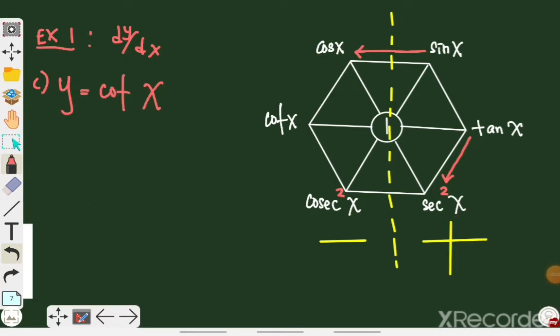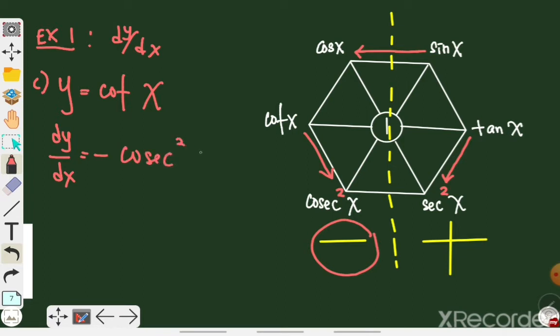Let's move on to how to differentiate cotangent x. We use this part of the hexagon for the cotangent. Differentiate y, we have dy dx. Cotangent is located on the left side, so you have negative, and the arrow turns to negative cosecant square x.